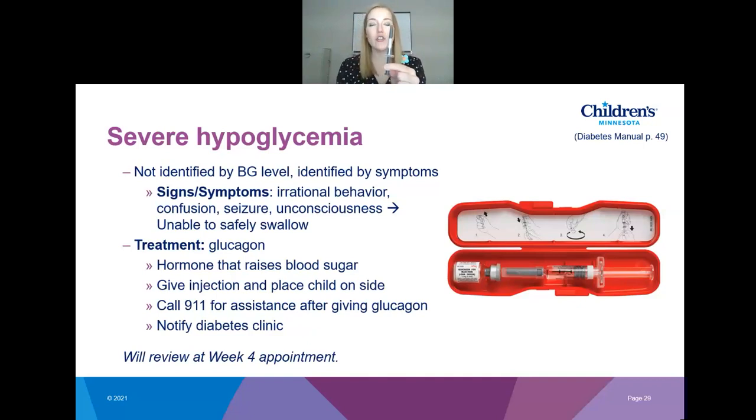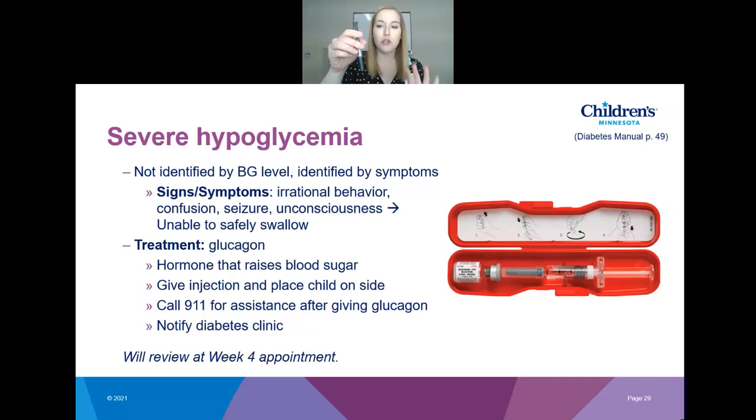This will then get injected into a muscle. Most people use the front of the leg because it's easy to access and you can inject through clothing. So once we've drawn up all this fluid, we're going to just simply inject at a 90-degree angle into that muscle, inject all that fluid.